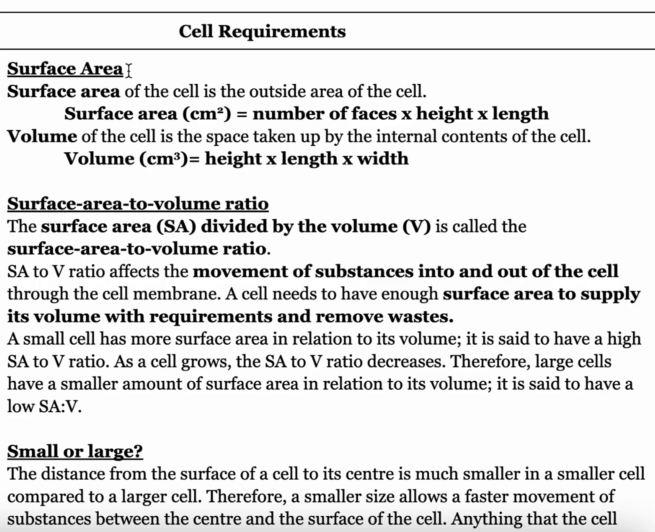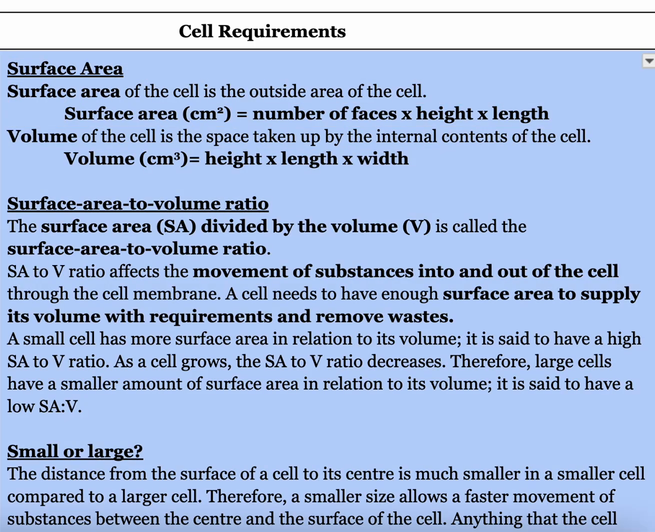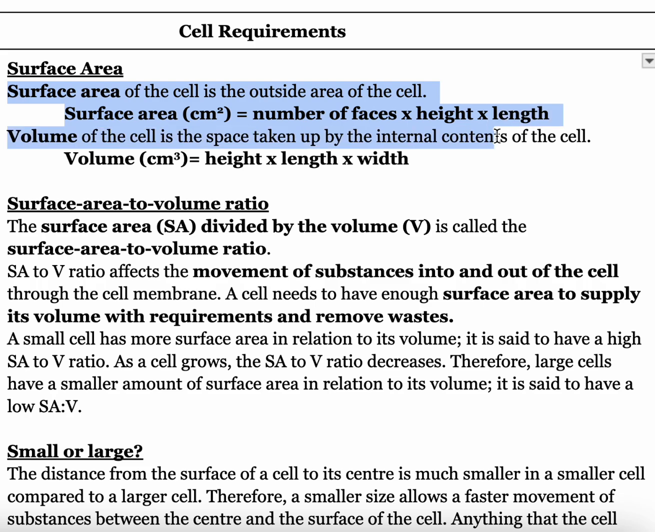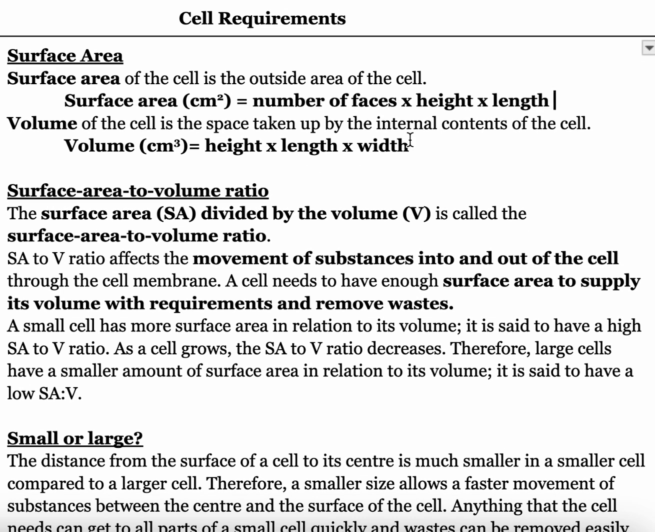First off is a basic summary of surface area and volume. Surface area is the outside area of the cell. It's the number of faces times height times length, but you won't be able to measure it in an exam. Volume of the cell is the space taken up by the internal contents of the cell. So basically, volume is the height times the length times the width.